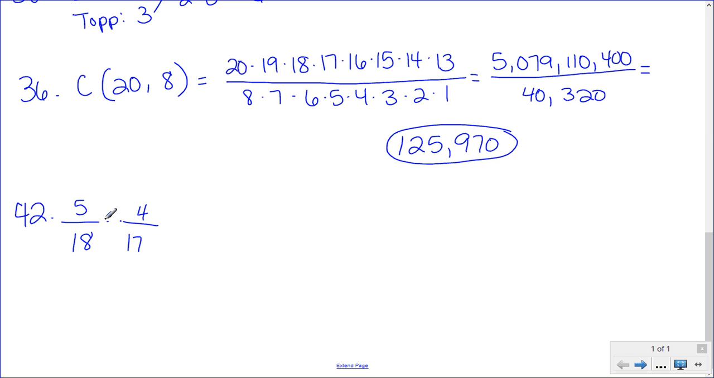And because we want both of these to happen, we multiply the probabilities. So 5 times 4 is 20. 18 times 17 is 306. And when we reduce this, it reduces down to 10 over 153.